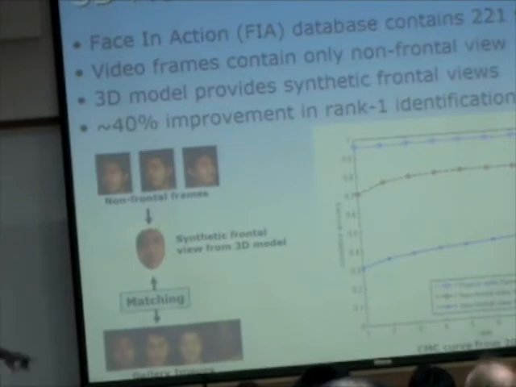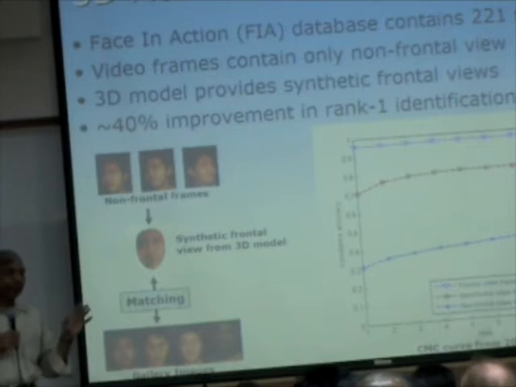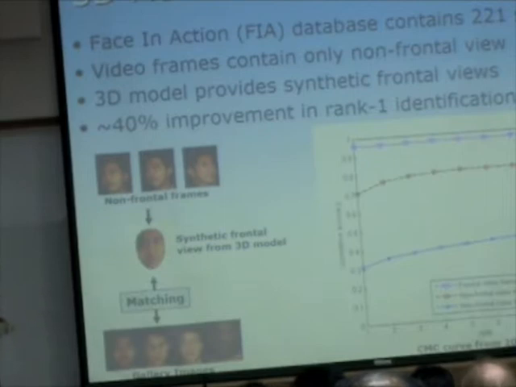So the bottommost curve, the blue curve, shows when we don't use the 3D model. We just match the side viewpoint of the person to the frontal viewpoint in the gallery. And in that match, the rank 1 accuracy is only 30%. Okay, that is, the highest matching score for the correct person is found only 30% of the time.